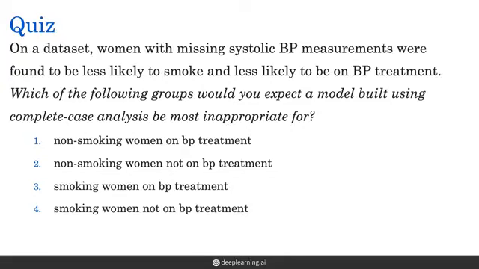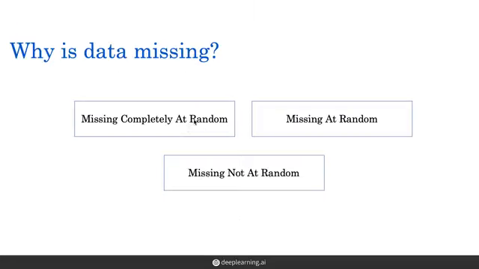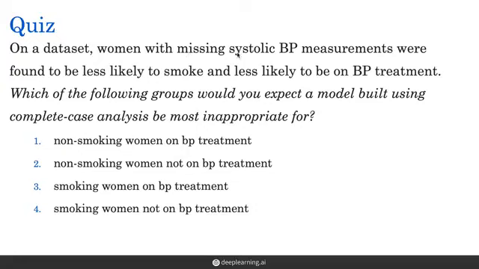So this question asks, which of the following groups would a complete case analysis be most inappropriate for? Now remember that a complete case analysis would be inappropriate for those for whom we're dropping data, those for whom we will see missing data. The missing data are going to be associated with women less likely to smoke and less likely to be on BP treatment. So we expect that non-smoking women not on BP treatment would be the patient group for which we have most missing data. Hence, we would expect that a model built using complete case analysis would be most inappropriate for that patient subgroup.